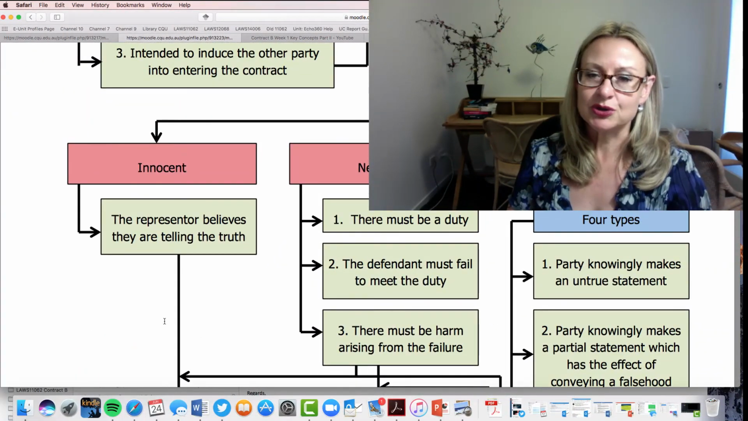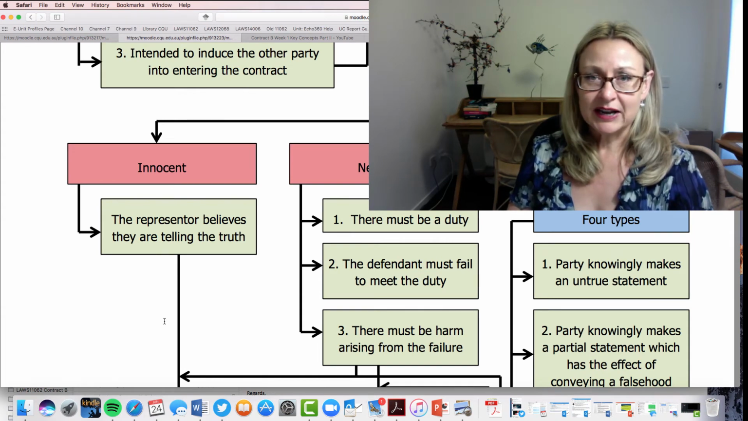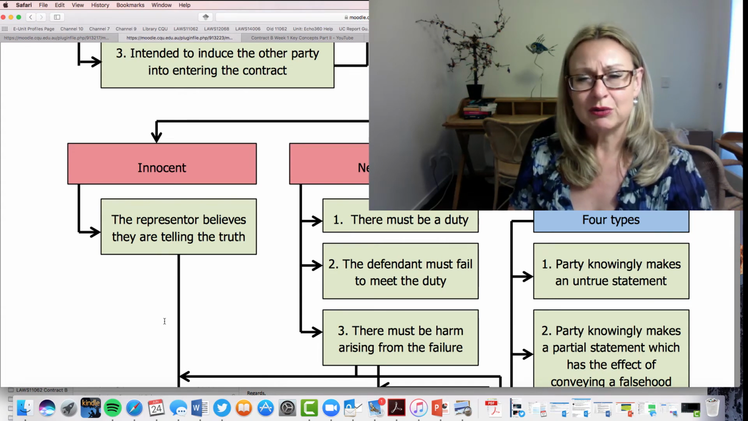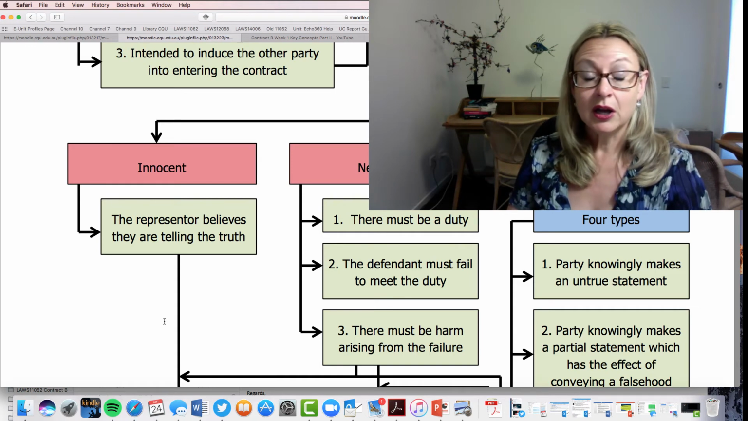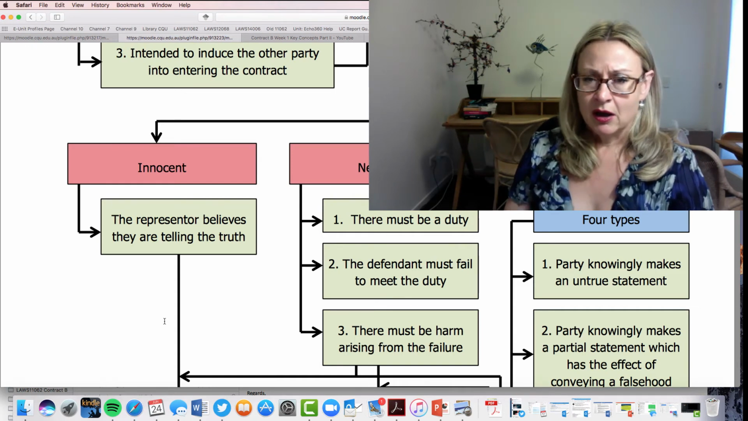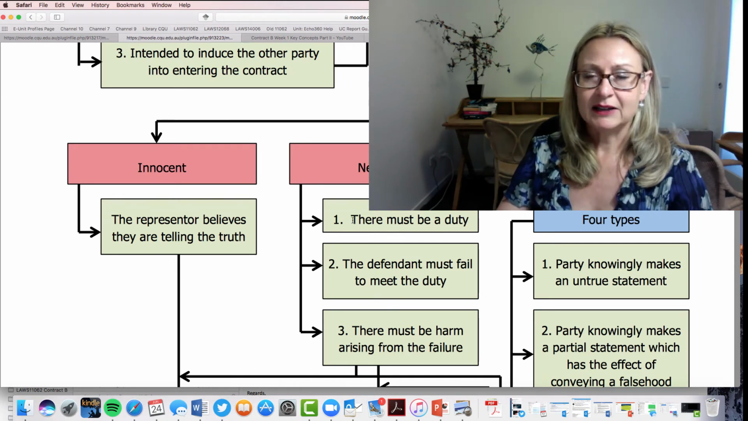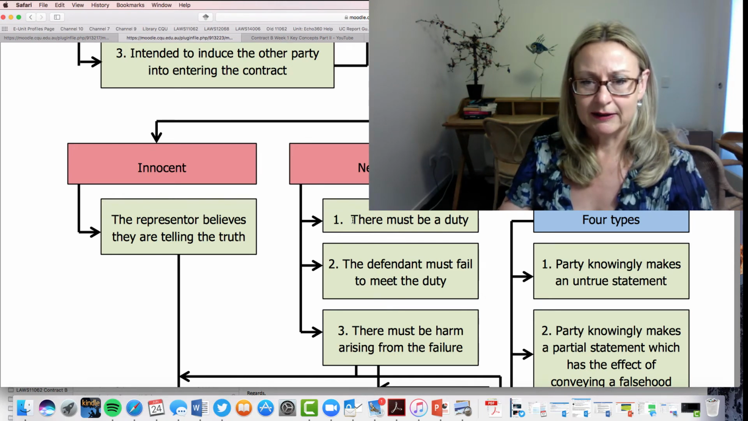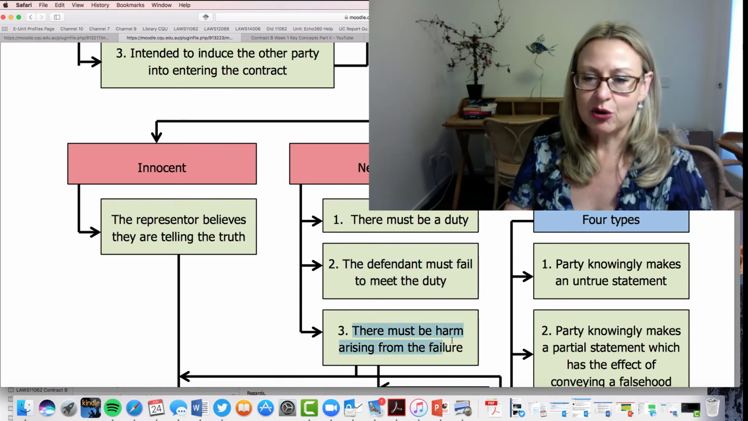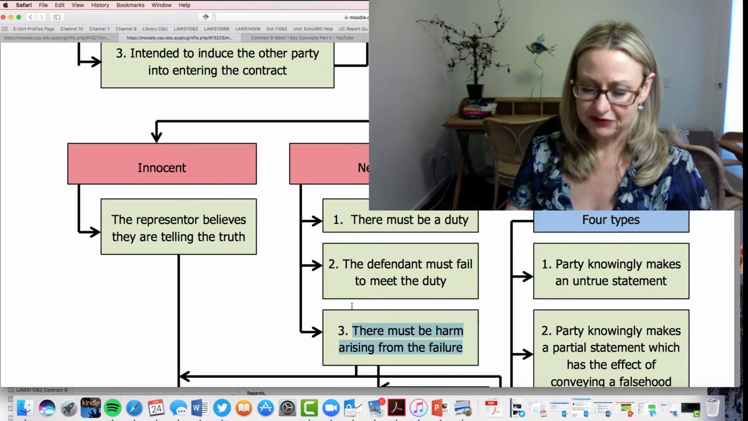Okay, so then we move on to negligent misrepresentation. And negligent misrepresentation, for those of you that have done torts, I would gather probably most of you have done torts by now, you know that there are three fairly familiar elements to establishing a case of negligence. There has to be a duty of care. There has to be some kind of breach of that duty. And then there has to be some kind of loss. No real different here.